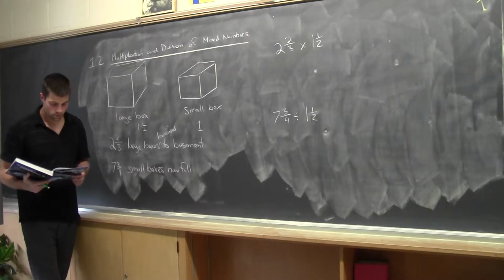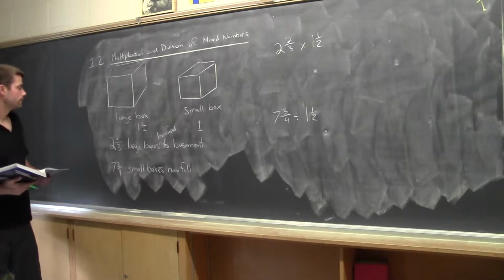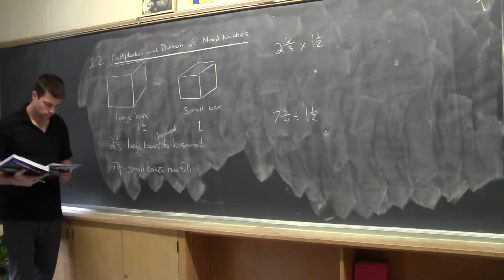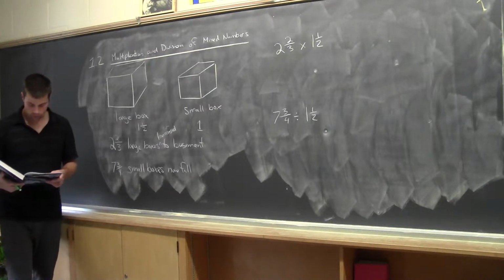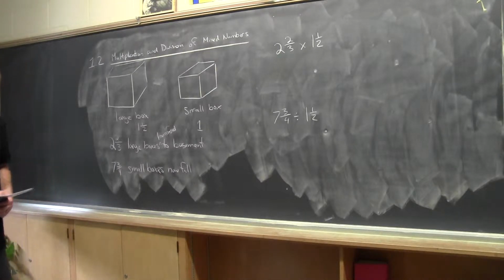Vero is using small boxes to transfer cans of soup from the 2 2/3 large boxes in the kitchen of the food shelter to the basement. A large box holds 1.5 times as many cans as a small box. Once the transfer is complete, there are a total of 7 3/4 small boxes full of cans in the basement. How many small boxes of cans were moved to the basement? How many large boxes would hold all the cans that are now in the basement?